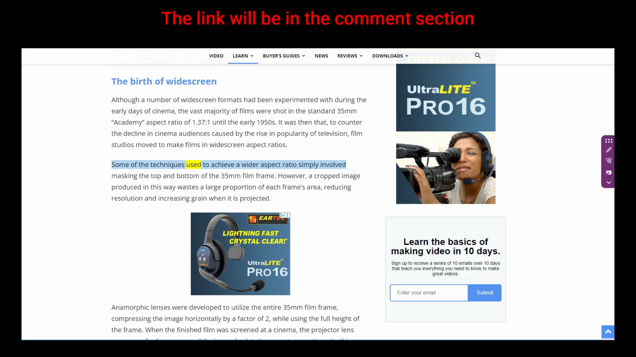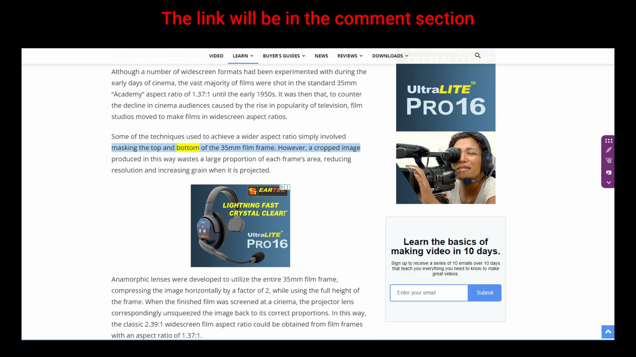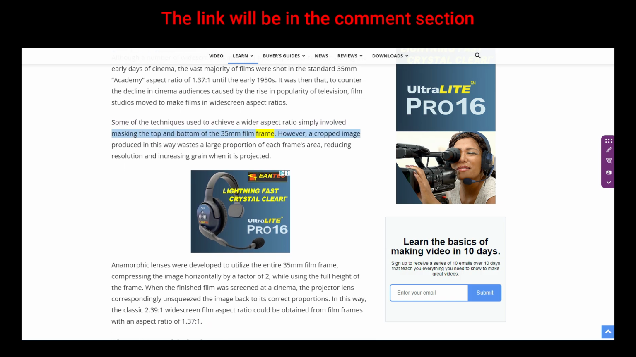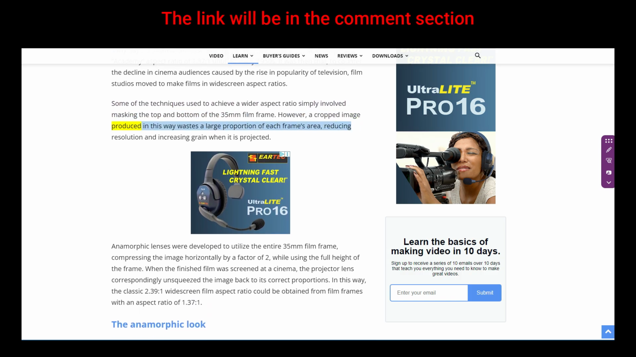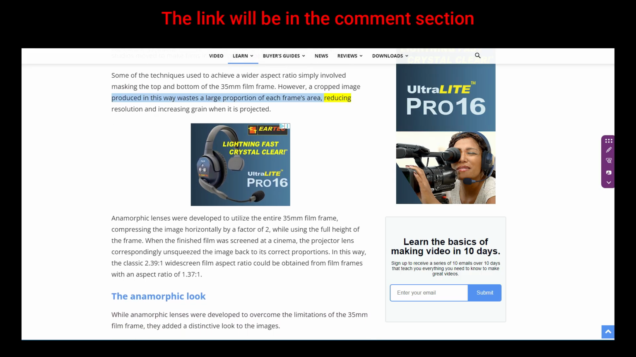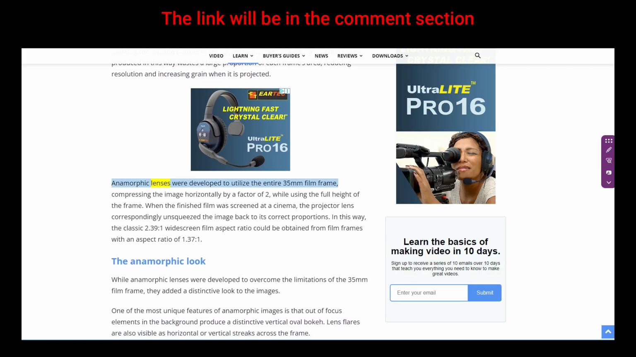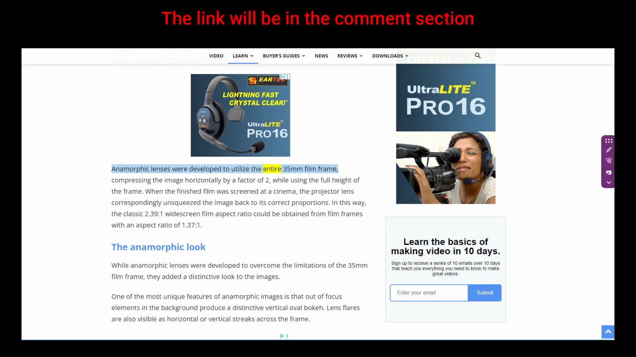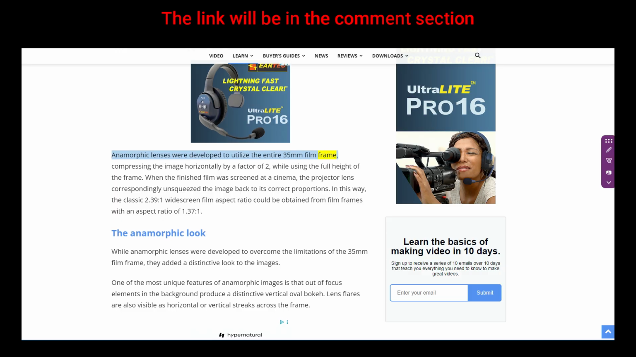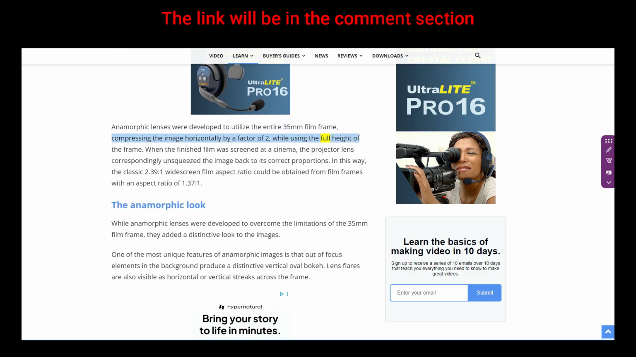Some of the techniques used to achieve a wider aspect ratio simply involved masking the top and bottom of the 35mm film frame. However, a cropped image produced in this way wastes a large proportion of each frame's area, reducing resolution and increasing grain when it is projected. Anamorphic lenses were developed to utilize the entire 35mm film frame, compressing the image horizontally by a factor of 2, while using the full height of the frame.